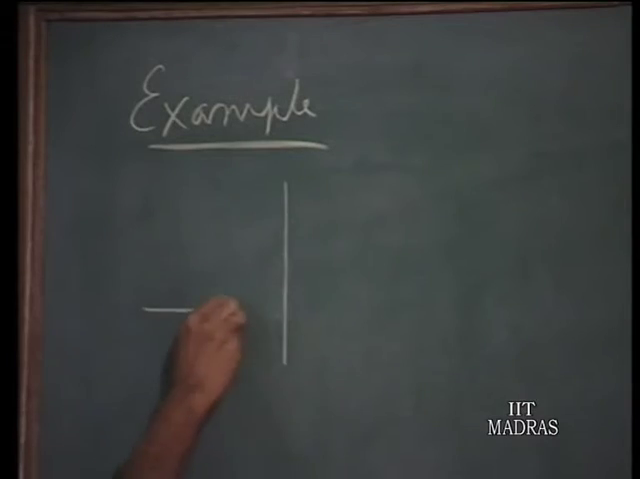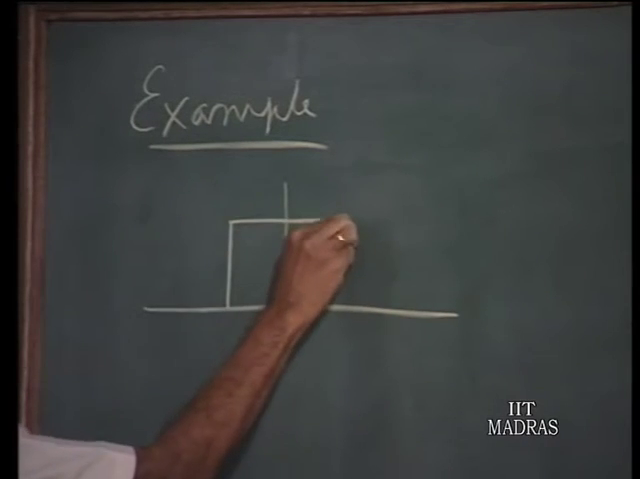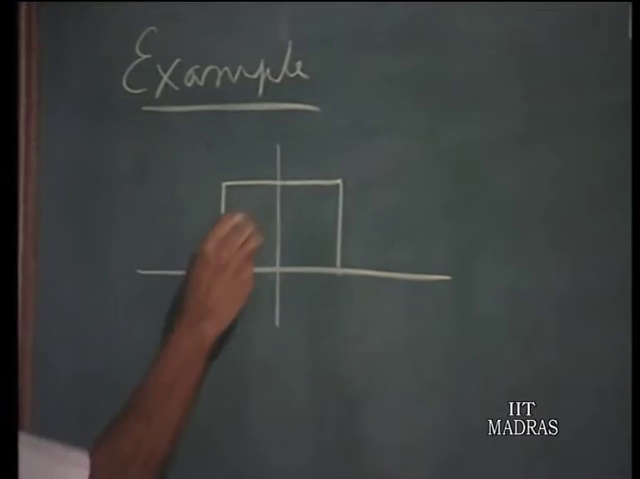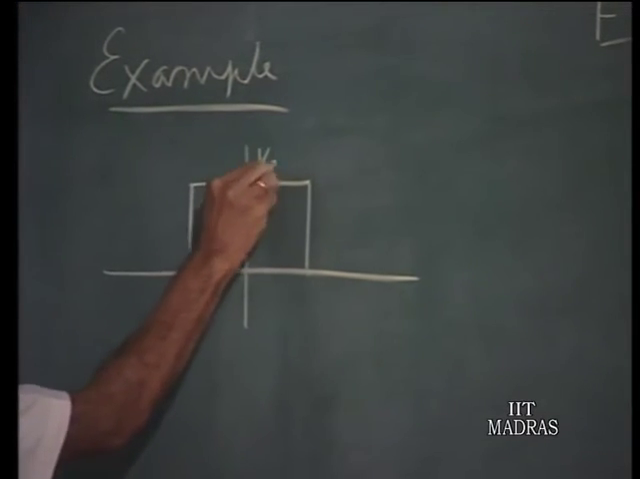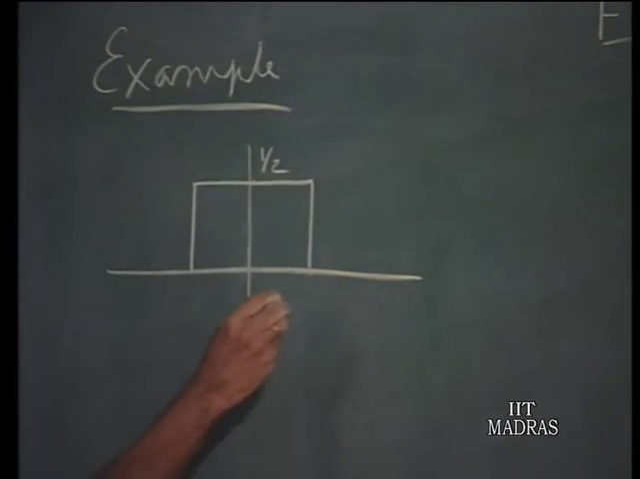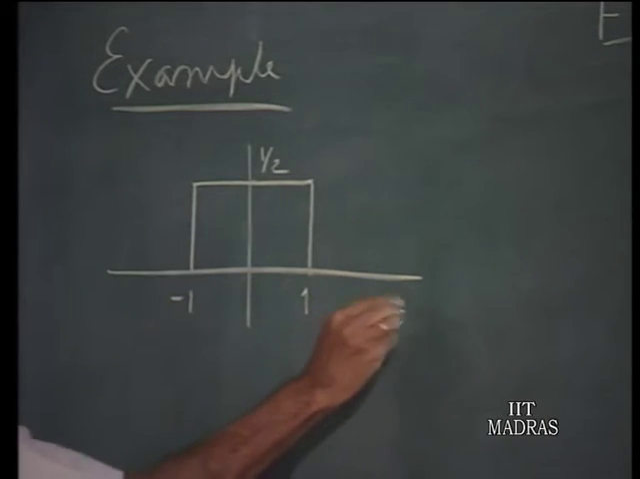Let us consider an f of t, which is a pulse of height half and lasting from minus 1 second to plus 1 second. I will call this f of t.